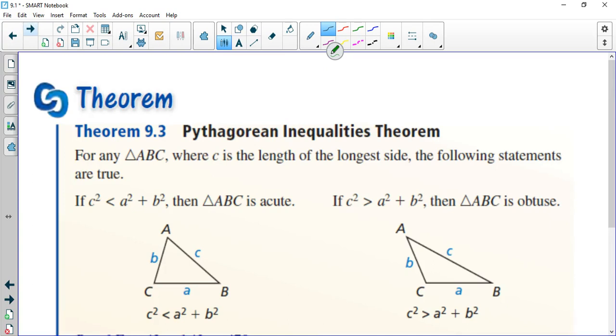Okay, inequalities. So in this case, when we look at the numbers and do a squared plus b squared and compare it to c squared, if c squared is less than the sum of the other two sides, we have an acute triangle. If c squared is greater, we have an obtuse triangle.